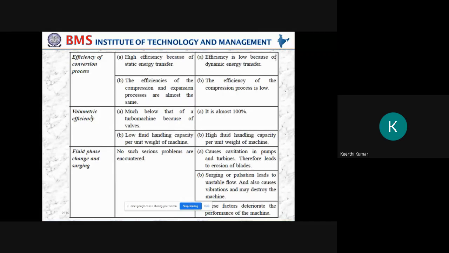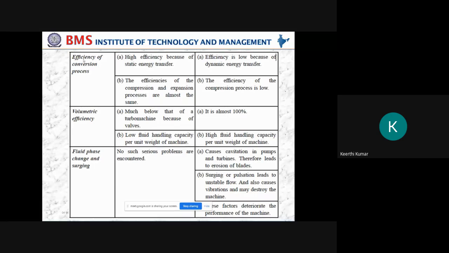Next, coming to the volumetric efficiency. See the difference between efficiency of conversion and volumetric efficiency. Coming to the efficiency, higher efficiency I can obtain with the reciprocatory motion because of static energy transfer. But if I come to volumetric efficiency, it is much lower, much below that of the turbo machine, because of valves. Because of the presence of the valves, volumetric efficiency will be less. Here it is almost 100%.